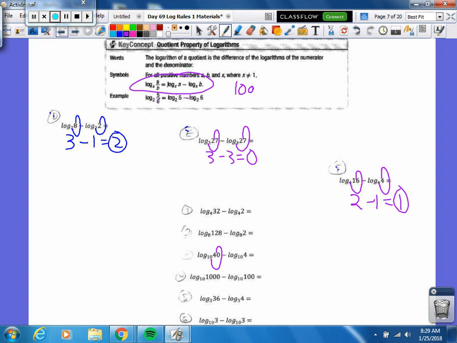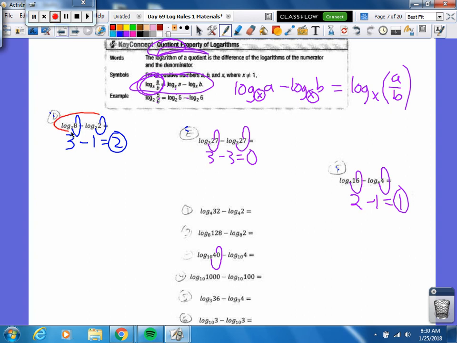So this is the quotient property. Log base x of A minus log base x of B. You have the same base right here. What can you do? You can keep the same base and combine them and divide A divided by B, like that. So that is the second logarithm rule we're going over. It's called the quotient property. Let's try it now.